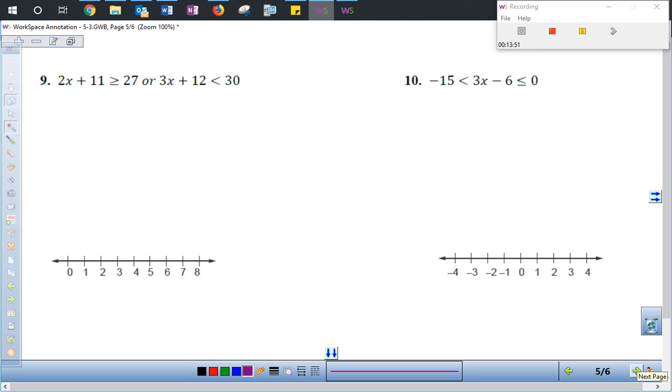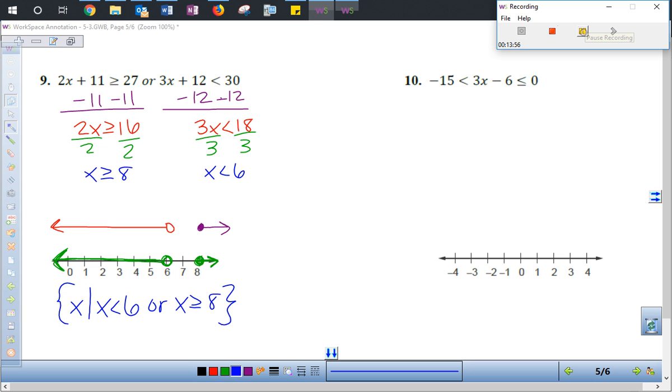Alright, let's do that again on number 9. Go ahead and pause the video and solve number 9 on your own. Alright, hopefully you solved and got x is greater than or equal to 8 and x is less than 6. Since this is an or inequality, we want to graph them both straight onto our graph, which gives us the set of all x's such that x is less than 6 or x is greater than or equal to 8.